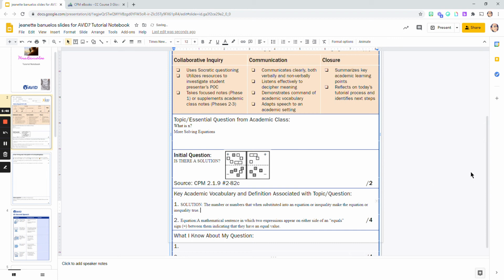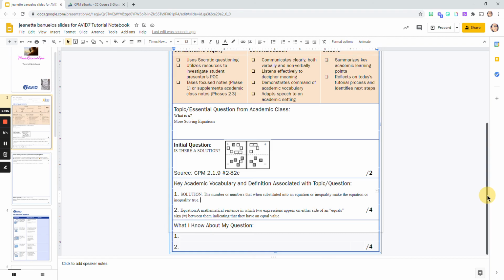All right, so now I have my two key academic vocabularies and its definition. Now I need to figure out, what do I know about my question? Well, I have already attempted to answer this, and so I know that I can use the equation map and the algebra tools to help me solve for x. And so I'm going to also put that I know that I need to solve for x. Okay.